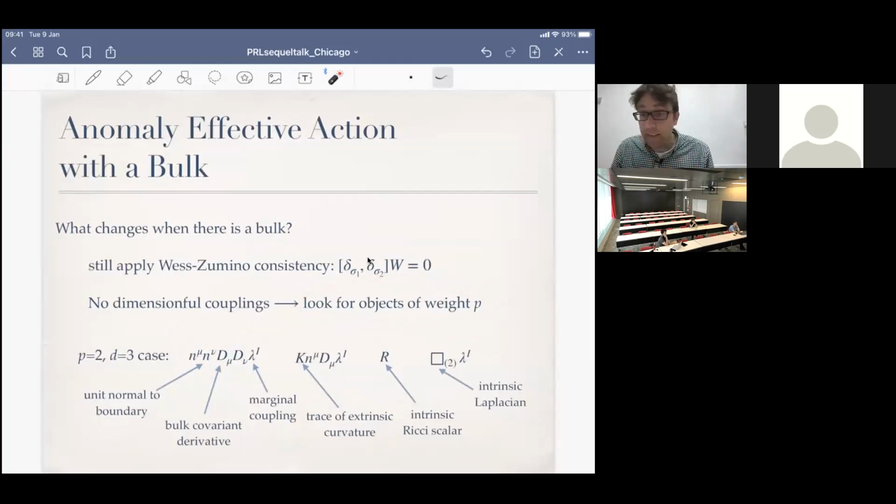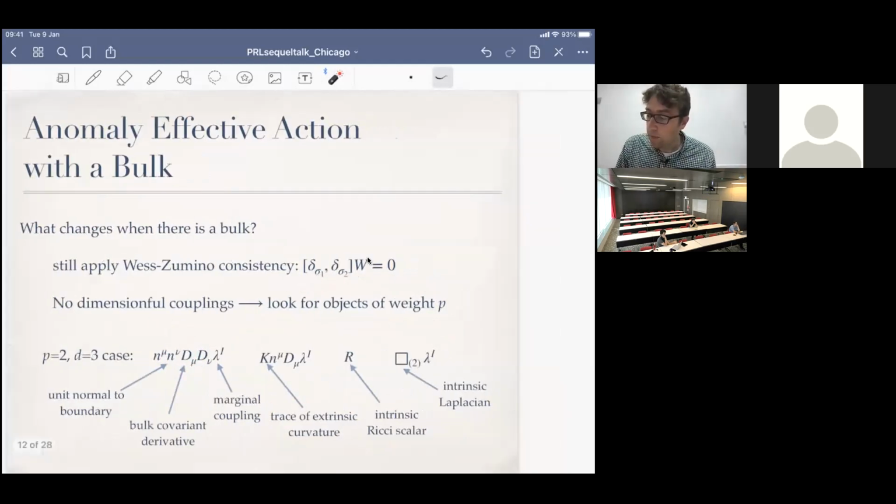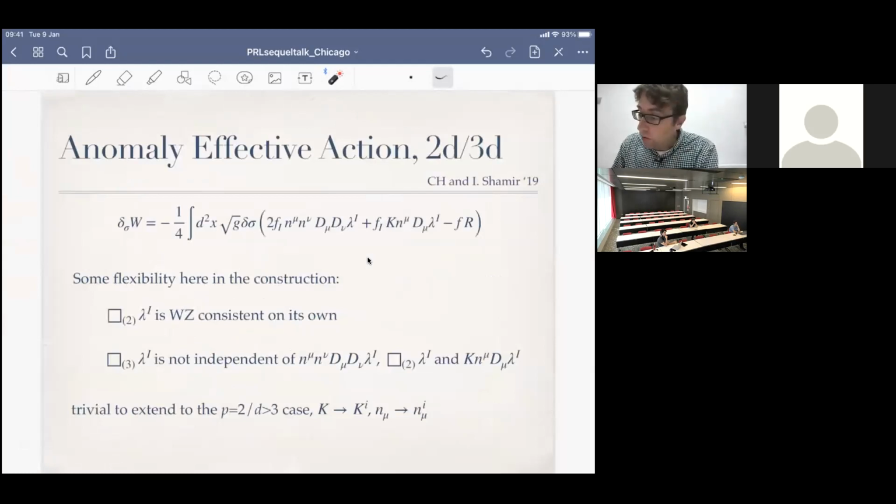And indeed, now I can satisfy Wess-Zumino consistency. I can form an anomaly effective action out of these new pieces. And it has this general form where I have a piece that has these 2 normal derivatives acting on lambda, I have a piece that depends on the extrinsic curvature, and the old Euler density anomaly that we started with. And this was, I guess, one of the central results of the paper Itamar and I wrote about 2 years ago. So there's some flexibility in the construction here. As I was saying before, the 2-dimensional Laplacian is Wess-Zumino consistent on its own, so you could add that to this. Or you could maybe trade some of these terms for the 3-dimensional bulk Laplacian, which isn't Wess-Zumino consistent, but you could rewrite it in terms of other data here.